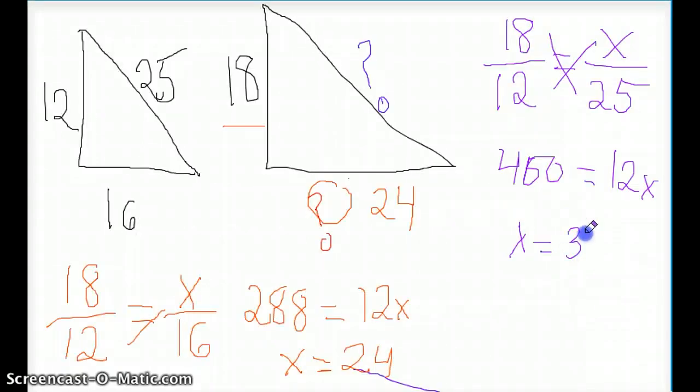And then we'll go ahead and divide both sides by 12 to give us 37.5. So this side of the triangle would be 37.5 units. And you've just completed all sides of the similar triangles.